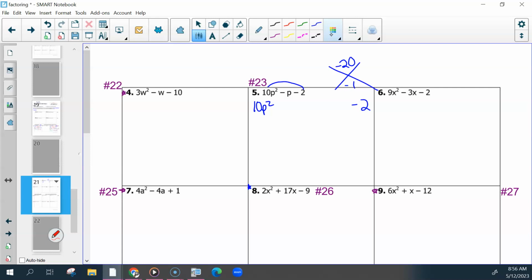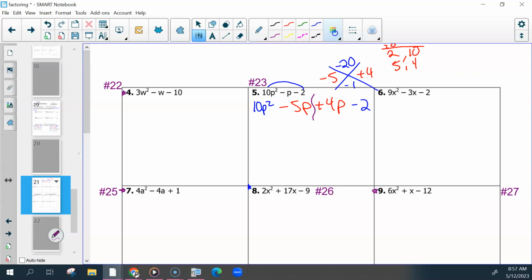What are some factors of 20? What times what will give us 20? 1, 2, and 10. Negative 4. So negative 5 and positive 4, that would work. So rewrite this into 4 terms using p as your variable now. So make sure you're writing this down. Split it down the middle.